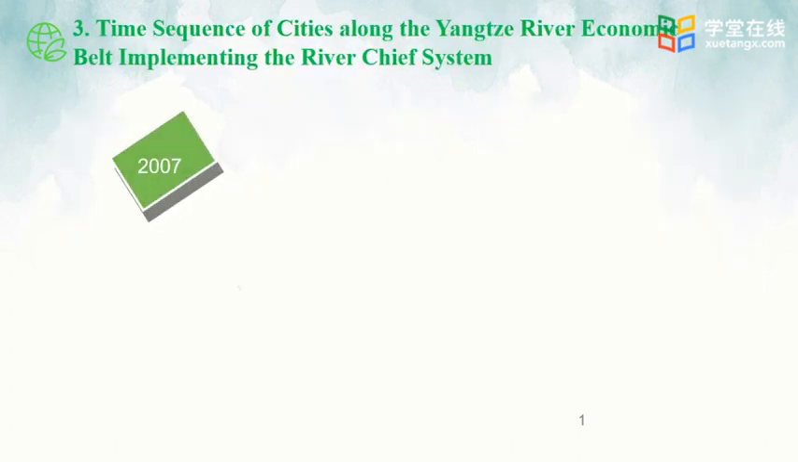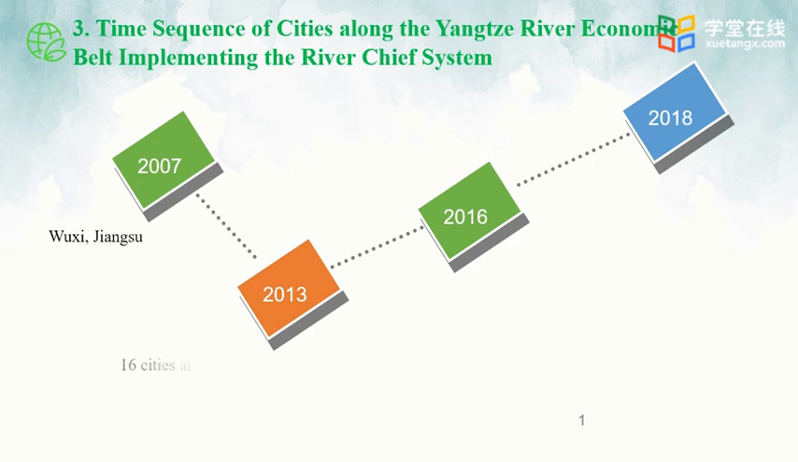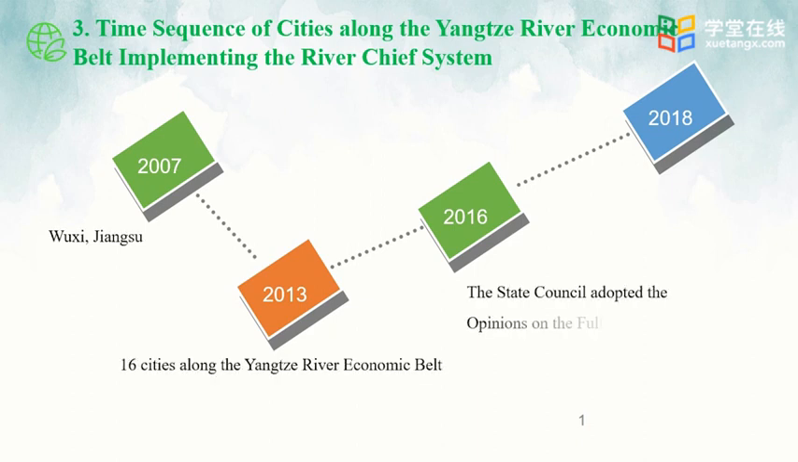Well, let's take a look at the time sequence of implementation of the river chief policy by cities along the Yangtze River. In 2007, Wuxi City of Jiangsu Province became the first city to implement the river chief policy. By 2013, this policy had been implemented in 16 cities at a prefecture level or above along the Yangtze River by local governments.